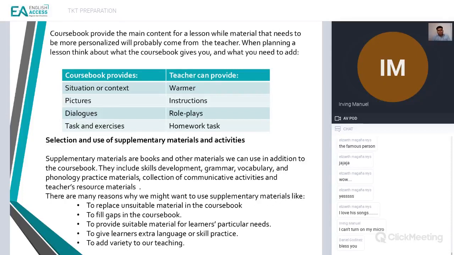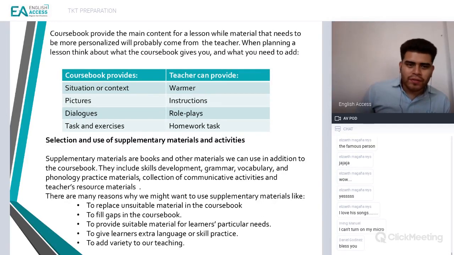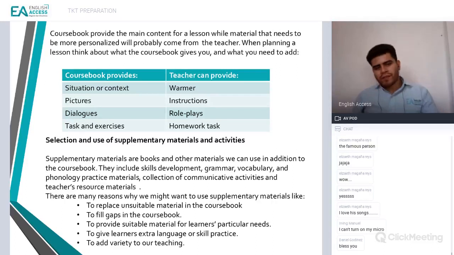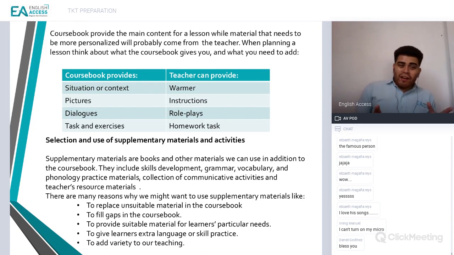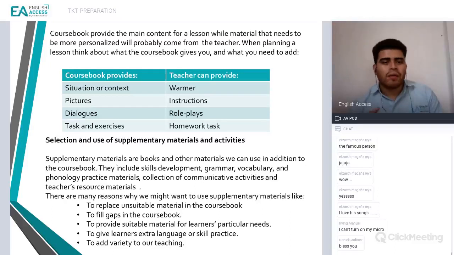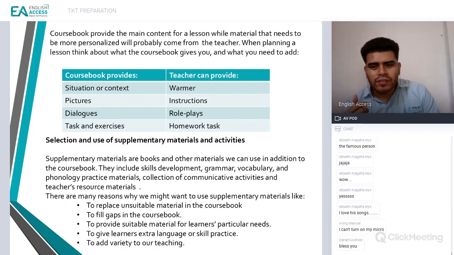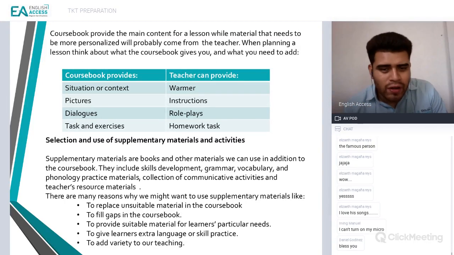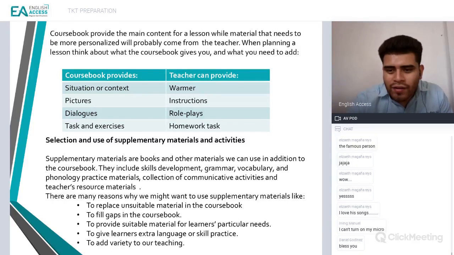All right. Can you stop right there, please? Thank you. Now, if you have a course book, the course book does 50% of the work for you. Imagine how hard life would be if you had to make your book and also plan for your book. So the course book is like our guide, our foundation. But we, the teachers, have to make the class interesting by using a warmer, giving clear instructions, role plays, and of course, we assign the homework tasks. Irving?